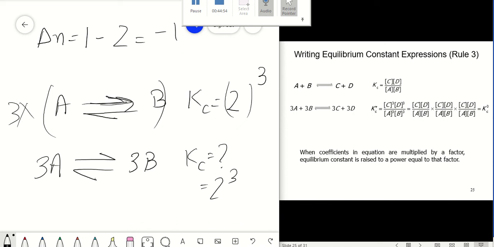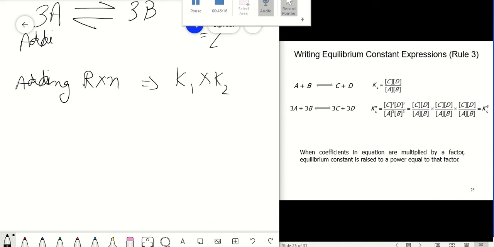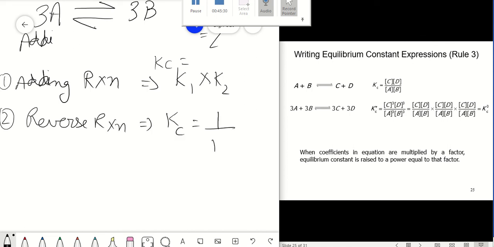So that's the last rule. In summary, what's happening? If I add two reactions, what happens to the values of K? K gets multiplied, so K1 times K2. Kc will be K1 times K2 if I'm adding the reactions. This is rule number one. Rule number two, if I reverse the reaction, Kc will be the reciprocal of the previous reaction's equilibrium constant.